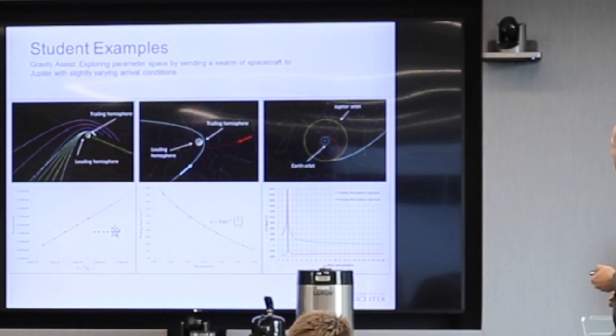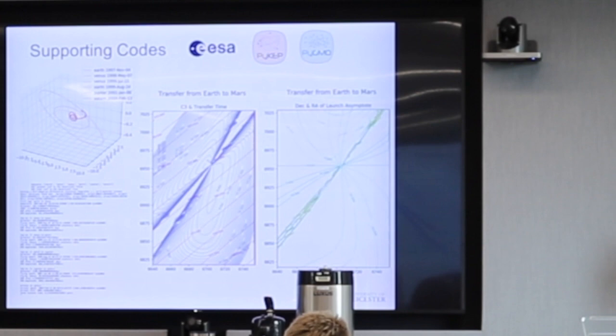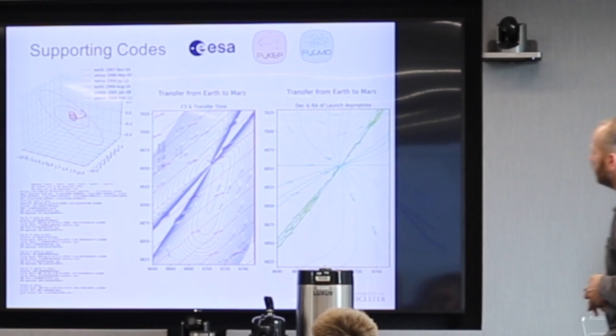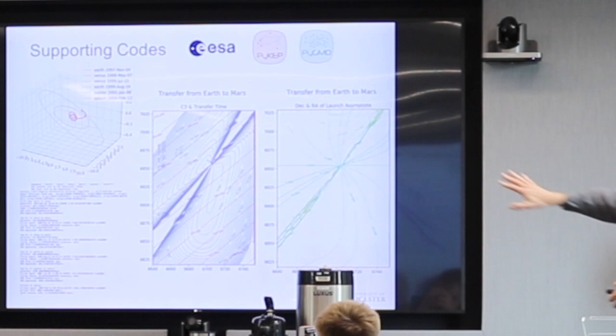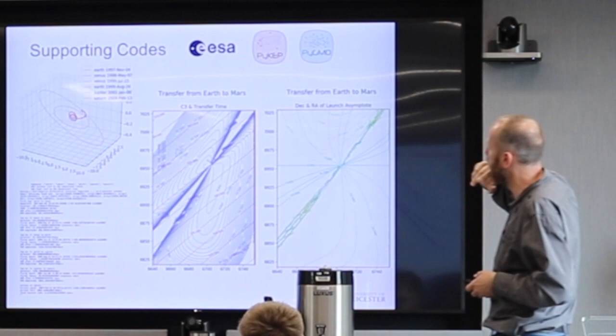Now, one thing I should say is that GMAT is not good for planning gravitational assist trajectories. Okay? For this kind of work, you need Monte Carlo simulations, and GMAT just isn't set up for that kind of thing. You can do this in STK, but even STK isn't the ideal environment. So we use different codes. We use PyKEP and PyGMO. These are ESA tools.